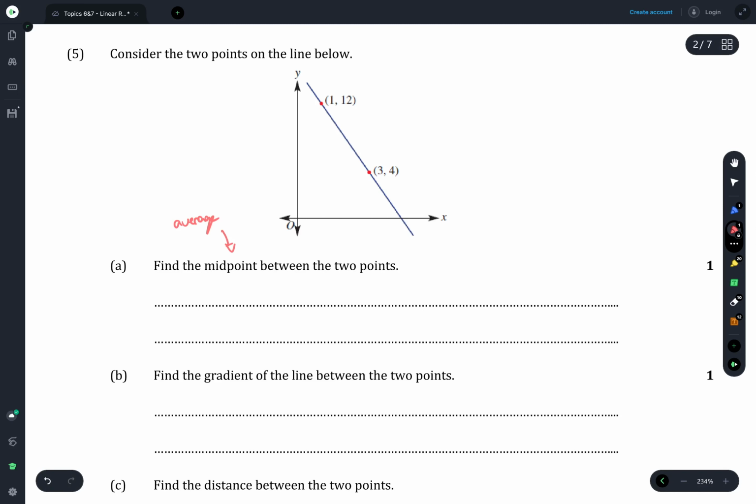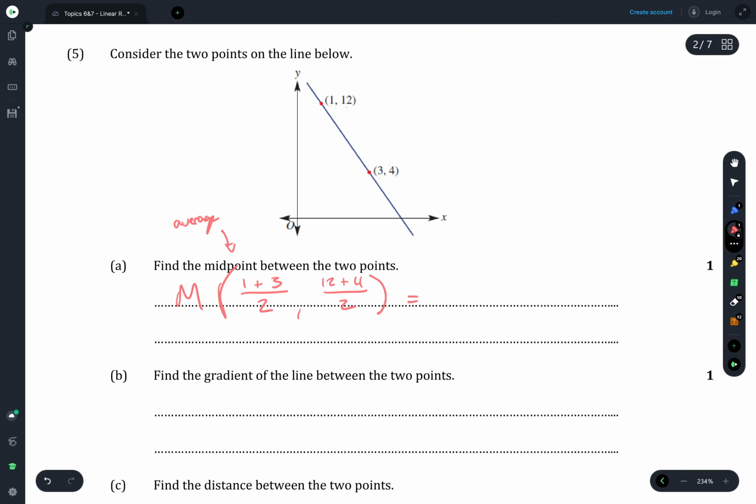So from this, if we have these 2 points, 1, 12 and 3, 4, I'm going to say that the midpoint, looking at my x values first of all, my x values are 1 and 3. So I'm going to say it's 1 plus 3. I'm going to divide it by 2. We always divide by 2. And then looking at the y values, same thing. We're going to do 12 plus 4. So 12 plus 4. And then divide that by 2.